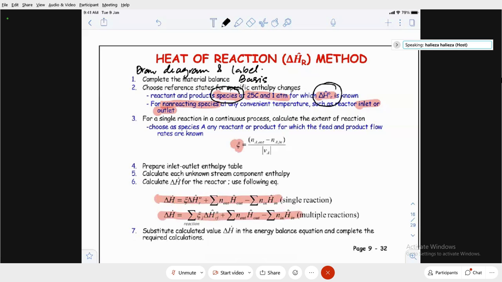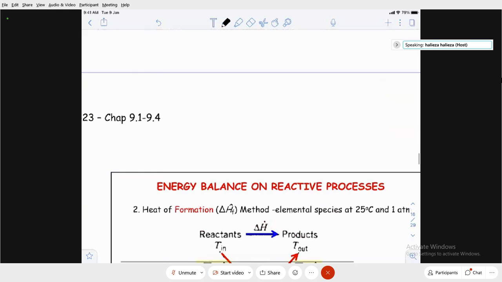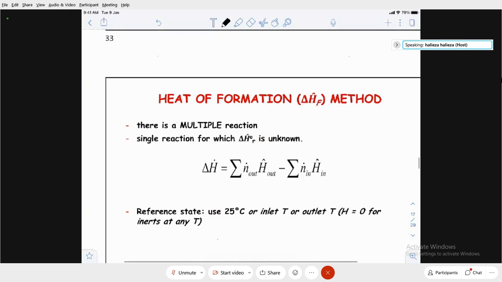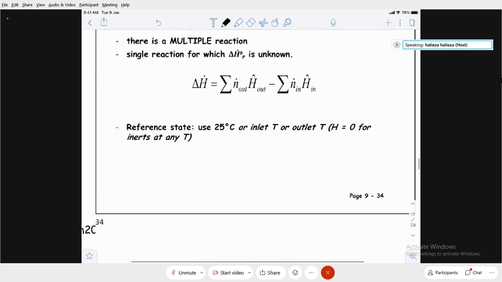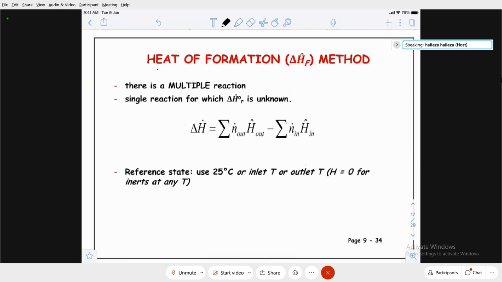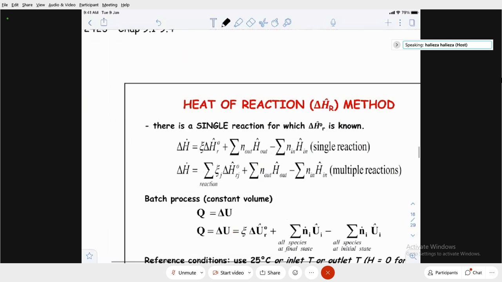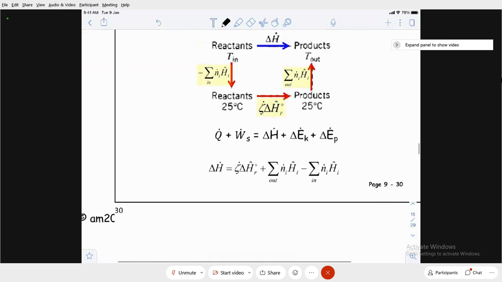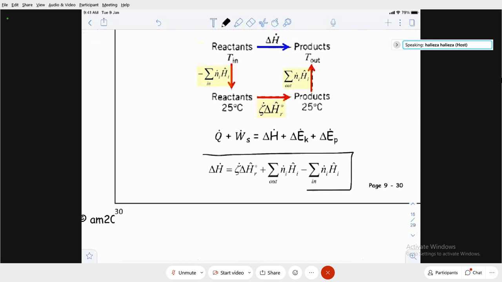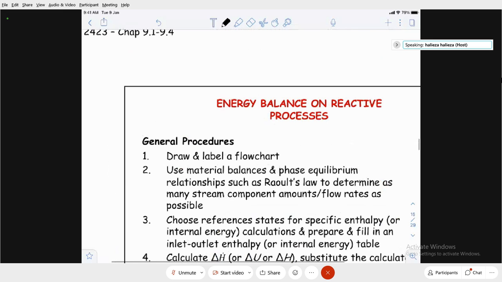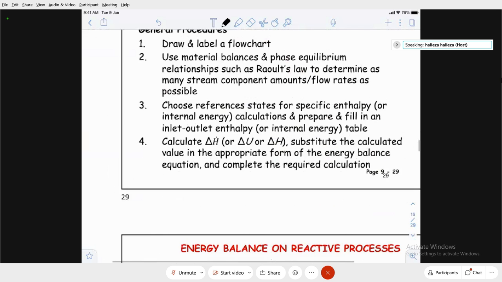Okay, let's look at an example then. This is heat of formation: you do this equation. When you have the heat of reaction, you'll be using that equation. The difference is that you have this term here. That's the additional term. Yeah? So let's see if there is any example that I can look at using the heat of reaction.